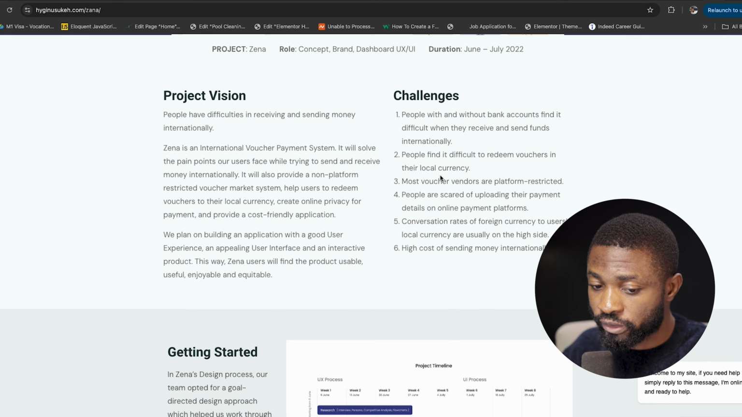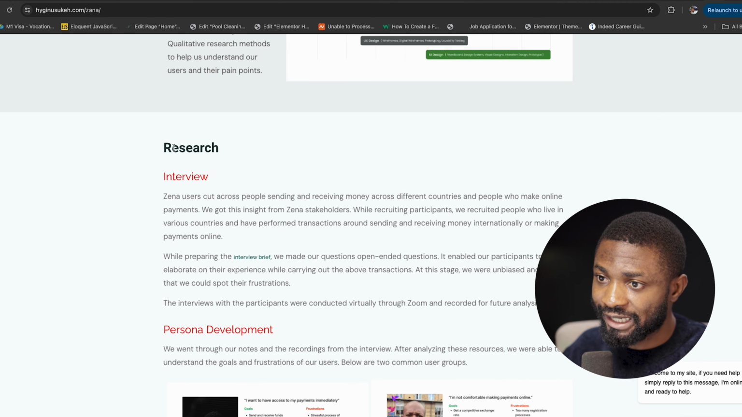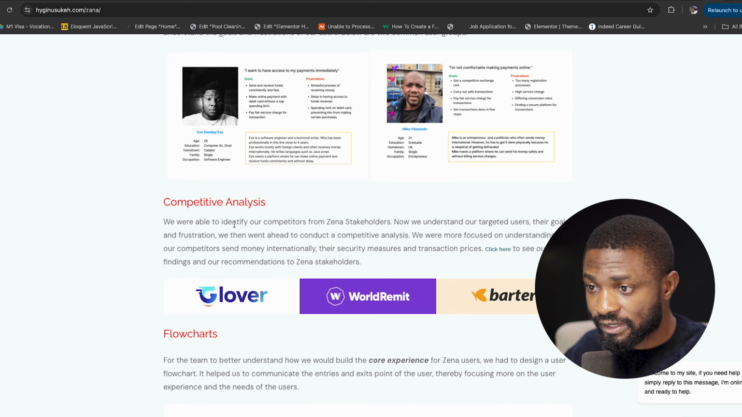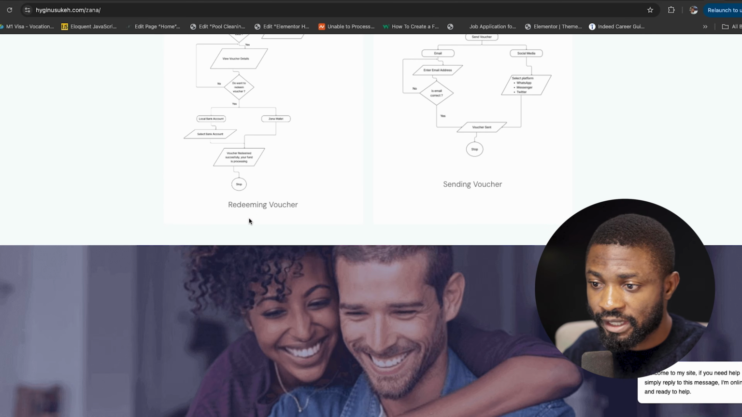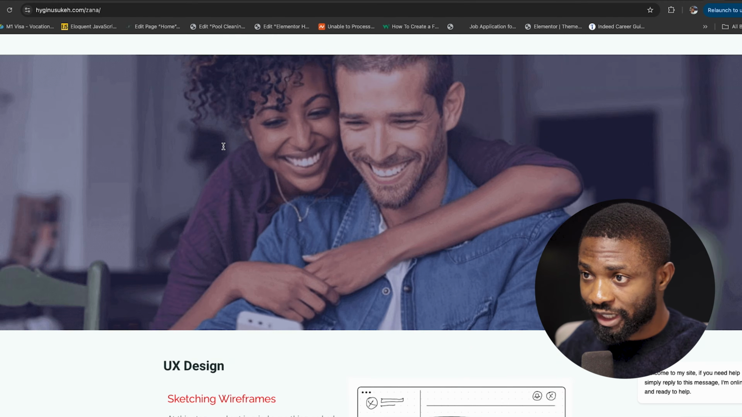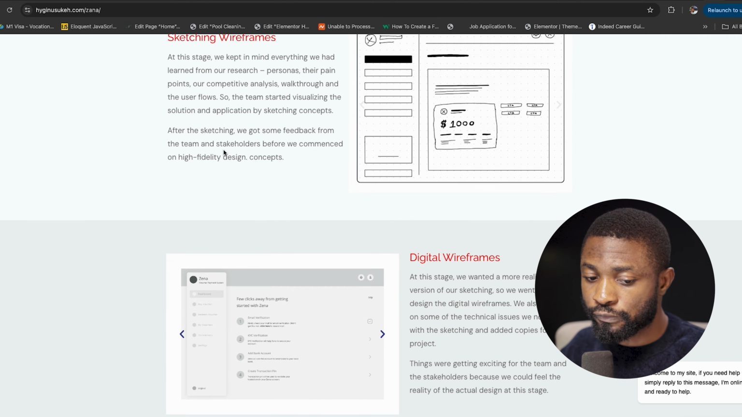Next, you want to show your process and your research method. So this is my process of getting started, and I have a timeline for this project. And I did some research which has to do with interview, personas, competitive analysis, flowchart, and I went on to start ideating solutions with the flowchart and as well the wireframes. So recruiters want to see your process of solving the problem.